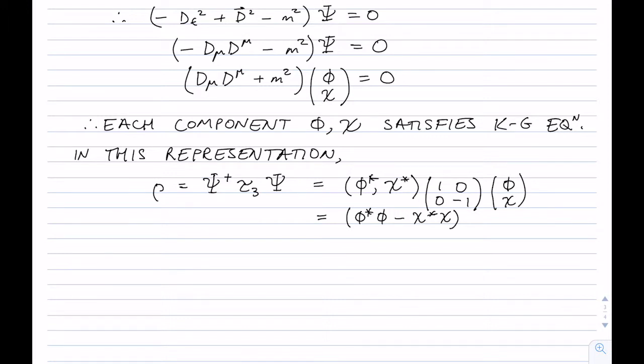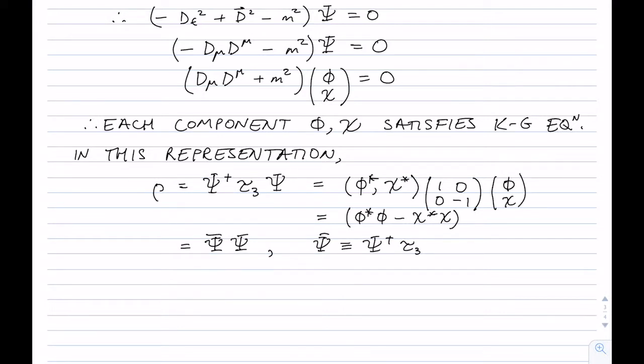So we have this way of writing it, and just in order to make connection later on with the Dirac equation, we can also write that as being phi bar phi, where phi bar is defined as being phi cross times tau 3.